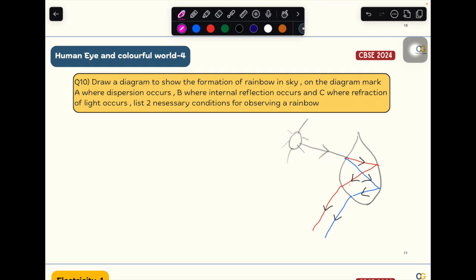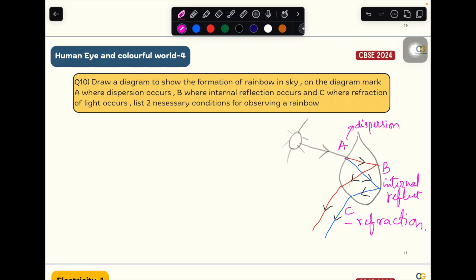Now we need to mark what is A, B and C. A is where the dispersion occurs. B is where internal reflection occurs because it's reflecting inside. And C is where the refraction is happening.